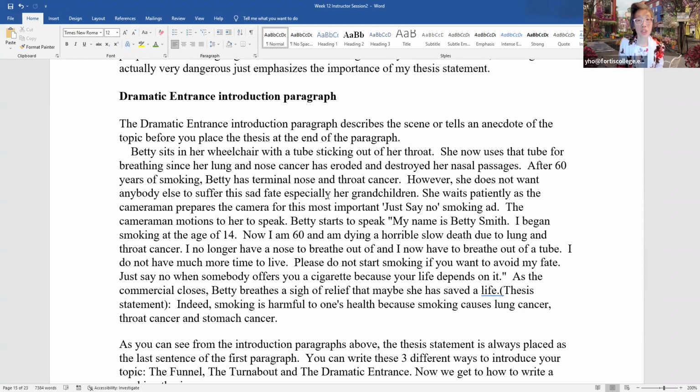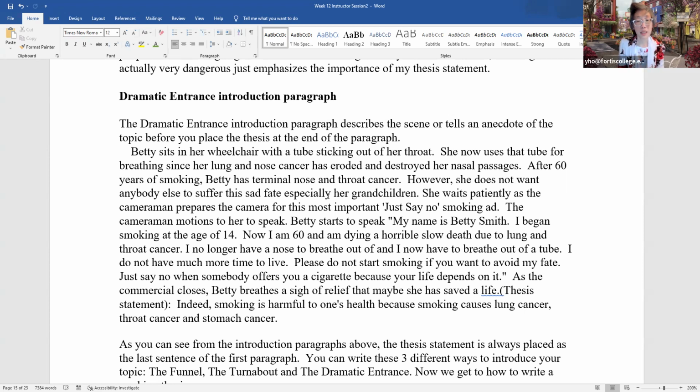Betty sits in her wheelchair with a tube sticking out of her throat. She now uses that tube for breathing, since her lung and nose cancer has eroded and destroyed her nasal passages. After 60 years of smoking, Betty has terminal nose and throat cancer. However, she does not want anybody else to suffer this sad fate, especially her grandchildren. She waits patiently as the cameraman prepares the camera for this most important Just Say No smoking ad. The cameraman motions to her to speak.